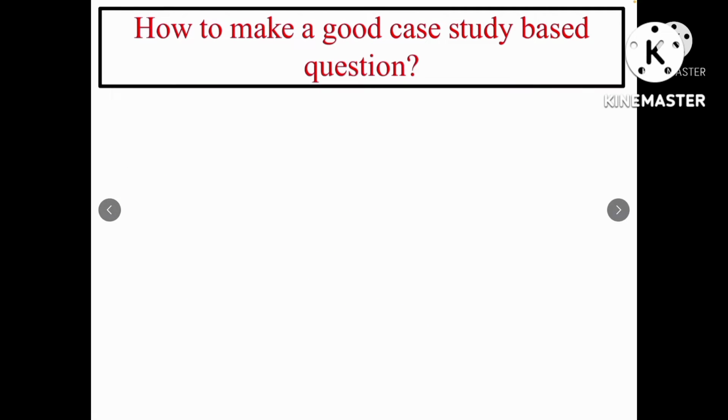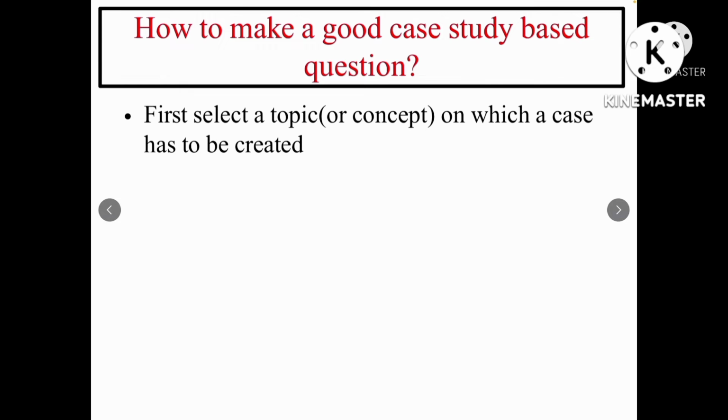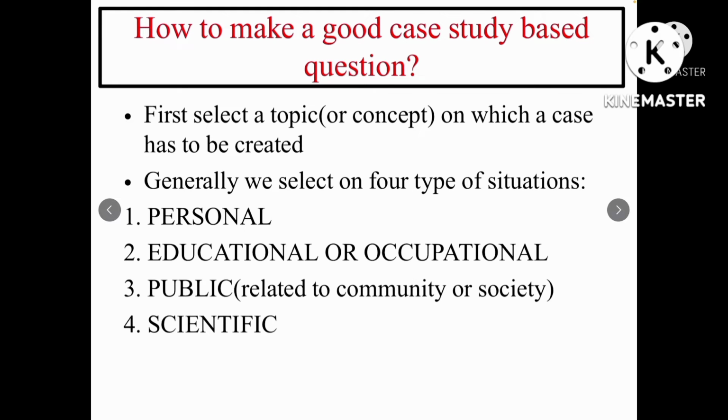How to make a good case study based question? First, you have to select a topic or concept on which a case has to be created. Generally, we select 4 types of situations: personal, educational or occupational, public, meaning related to community or society, and scientific.